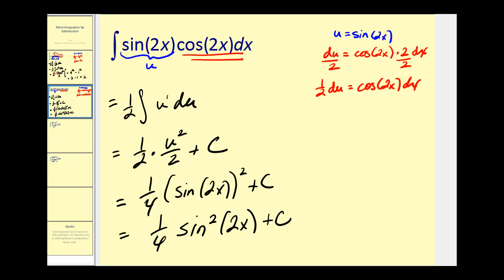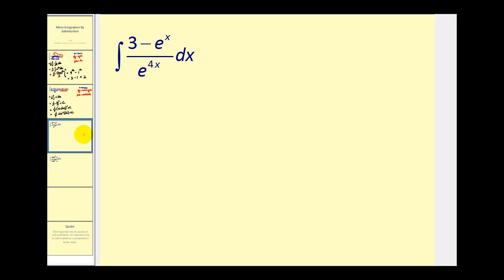And let's take a look at another one. Now this one's a little more challenging. If we try to let u equal 4x, du would be equal to 4 dx, which doesn't match. If we let u equal the entire denominator, that wouldn't work either. So in this problem, what we're going to have to do is rewrite this as two different integrals. So the first integral would be 3 divided by e to the 4x, and the second would be e to the x divided by e to the 4x.